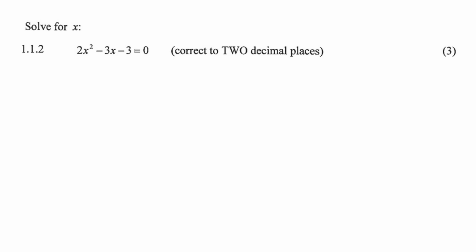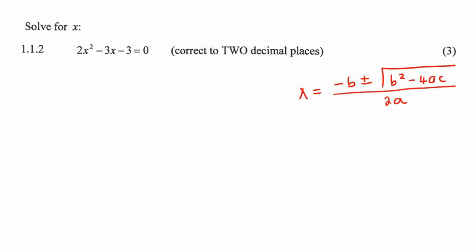When they ask you to solve for x and they tell you that they want you to use 2 decimal places, then I can tell you with 100% certainty that this means you need to use the quadratic formula. So the quadratic formula is the one that goes x equals minus b plus minus the square root of b squared minus 4ac, over 2a.